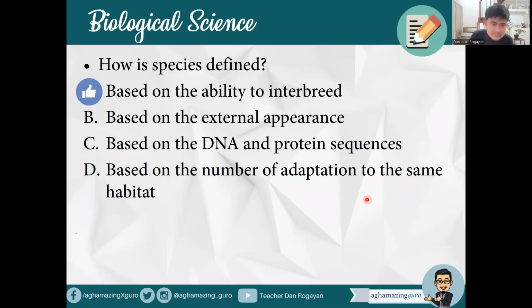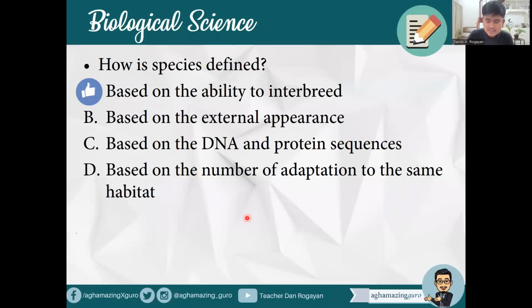What type of offspring do the same species produce? Can you put it in the chat box? They produce what type of offspring? That's correct. It's a viable or fertile offspring, which has the ability, again, to replicate and to reproduce.